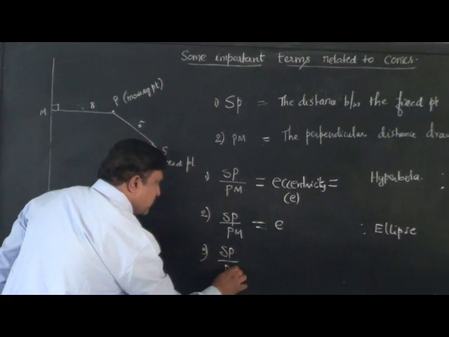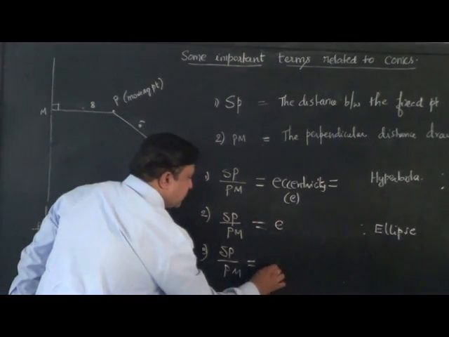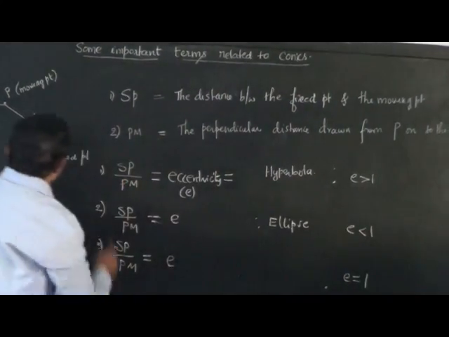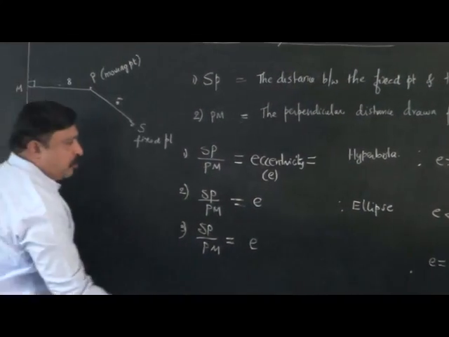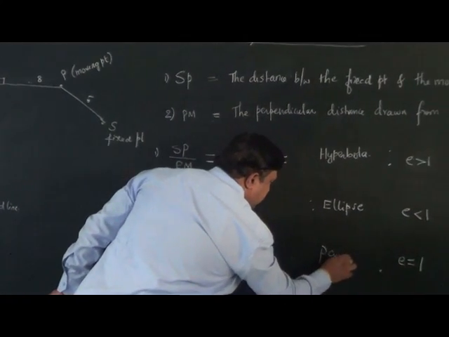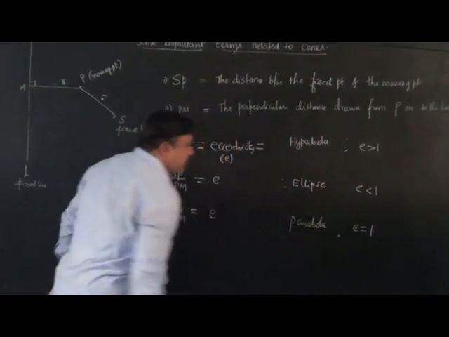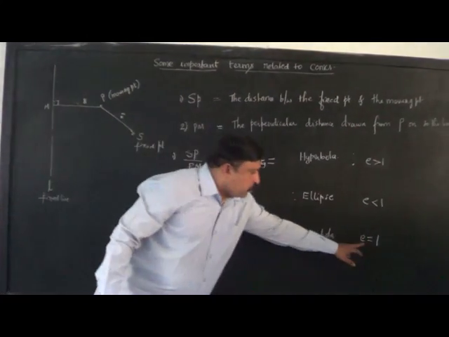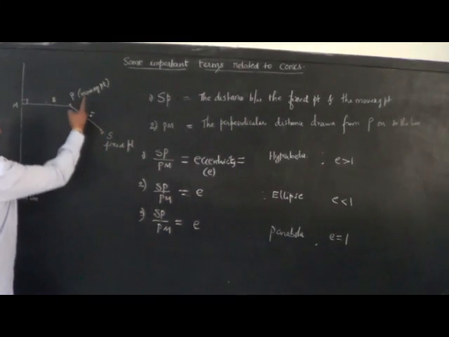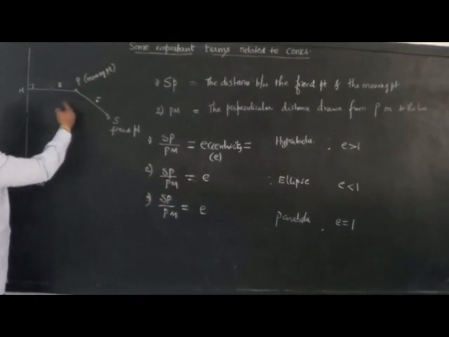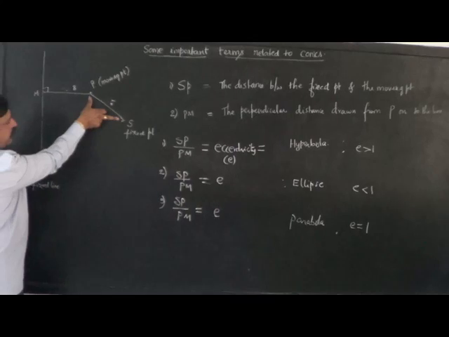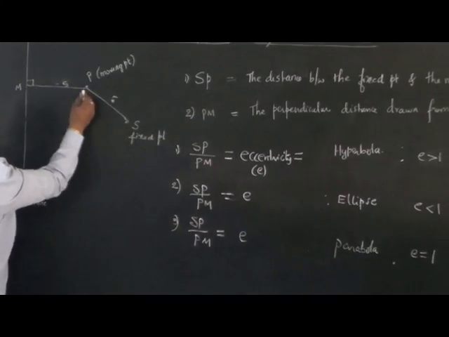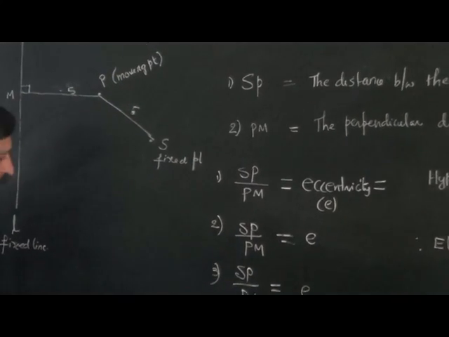Supposing SP to PM, that is the eccentricity, is equal to 1, then the locus of P is called a parabola. So how do you define a parabola? A parabola is a conic section whose eccentricity is equal to 1, or the point P moves in such a way that the length of SP is always equal to the length of PM. If this is 5 units, then PM is also 5 units.